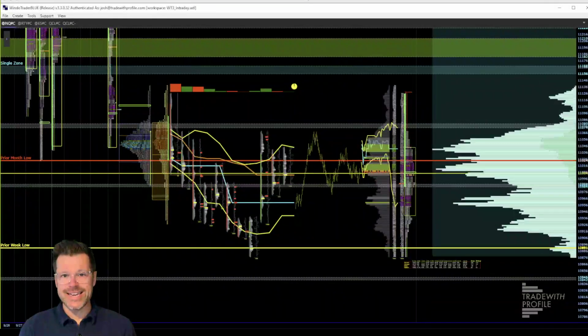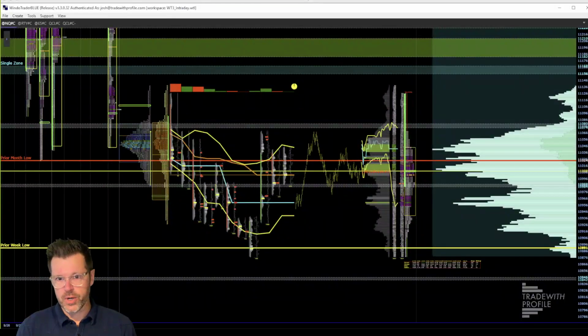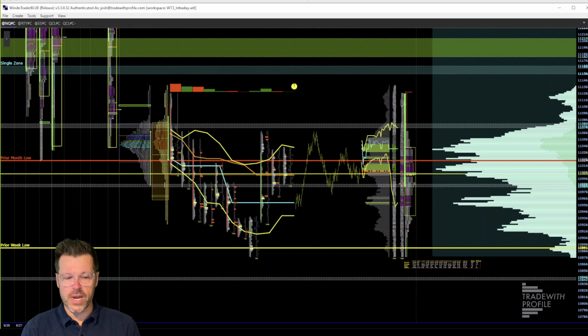So we're looking at NASDAQ futures currently on the Window Trader platform, and actually just closed a trade long in the NASDAQ towards the 11,040 area, looking up to 11,100. But the key insight here was to understand where you are in a multi-day time frame.